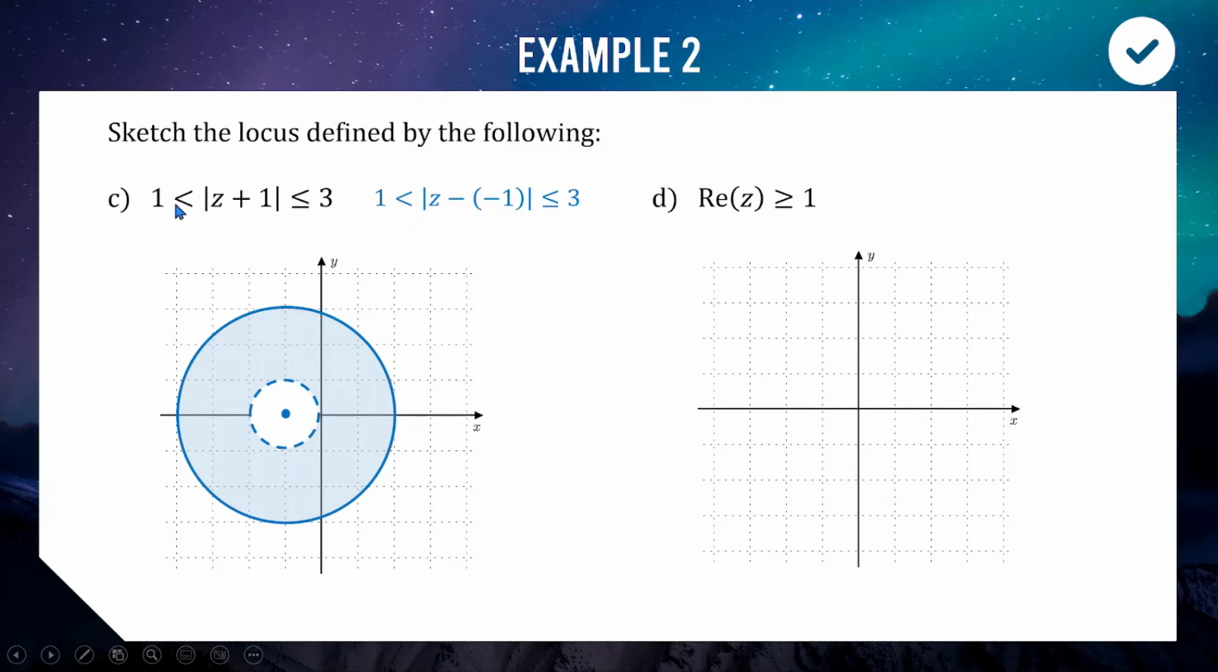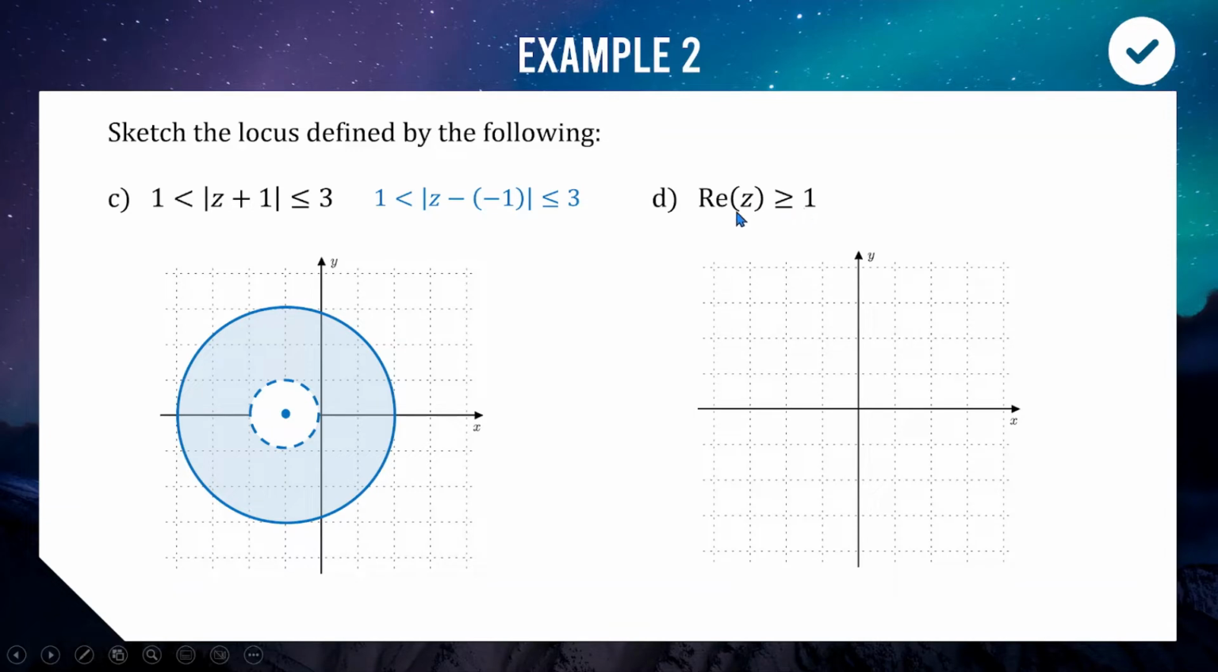Okay, so when we have a double inequality, what we're going to see is an annulus where we're between these two values. Okay, the inside circle is dotted because we have a less than here. The outside circle is full because we have a less than or equal to. Okay, so seeing something like this, you can expect to draw a disk or an annulus, whatever you want to call it, you freaks.